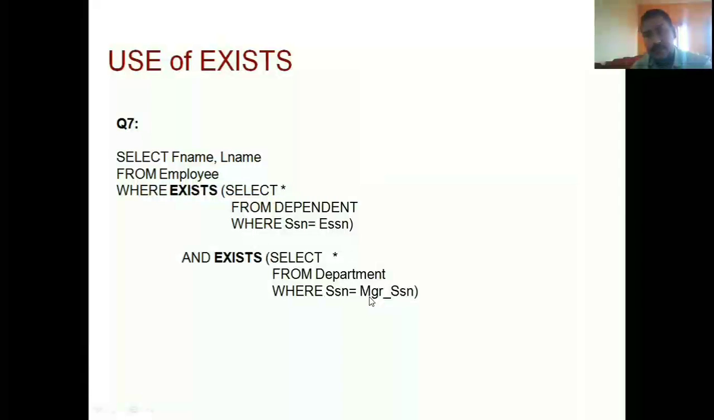Applying these two conditions, select * from the department and select * from the dependent. Both conditions, where SSN is equal to ESSN and where SSN is equal to manager SSN, must hold; then only will it display those particular employees' information as F name and L name.